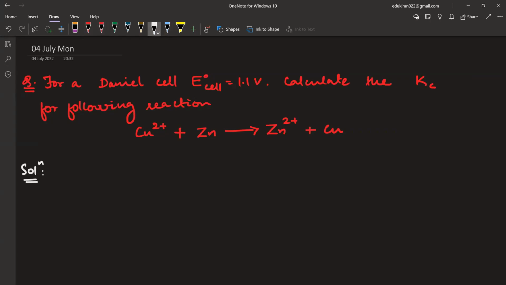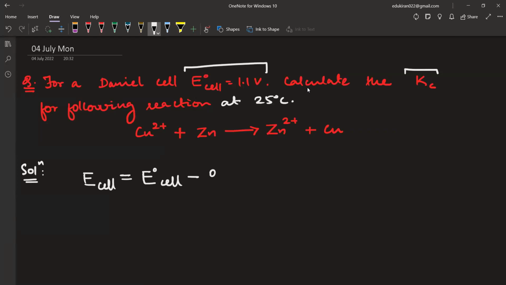Okay. Fine. For the Daniel cell, E naught cell is equal to this much. Calculate the Kc for the following reaction. So what you are going to do, first of all, you will write the Nernst equation. You see that you have been given E naught cell and there is Kc. So you write the Nernst equation. Nernst equation will be what? E cell is equal to E naught cell minus, at 25 degrees Celsius write 0.059 divided by n into log of the products over reactants, Zn2+ over Cu2+.